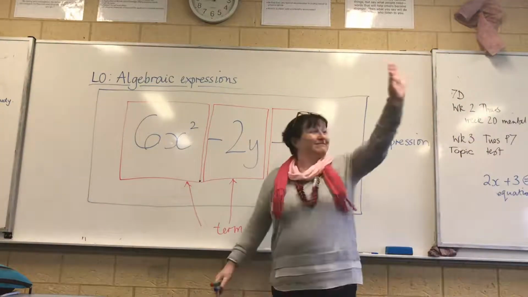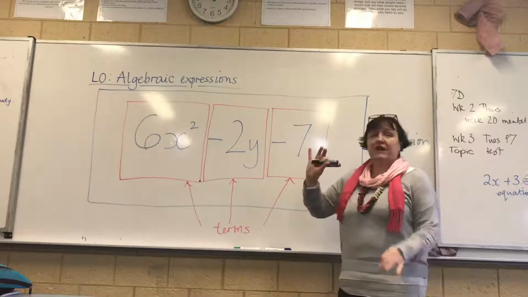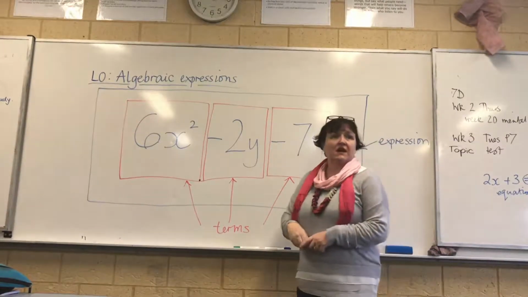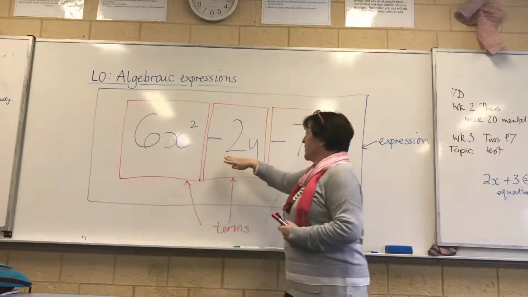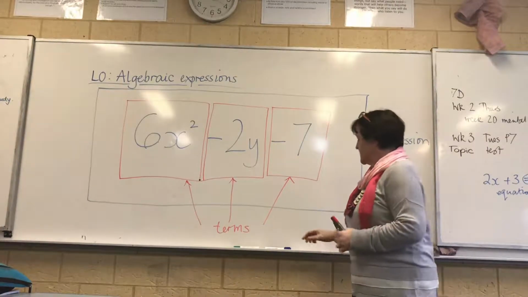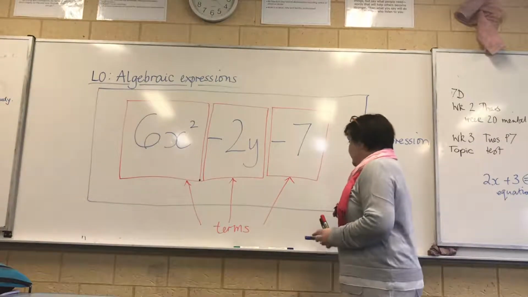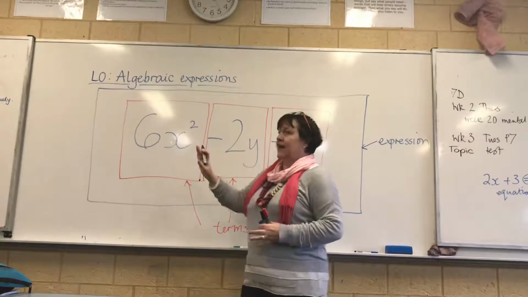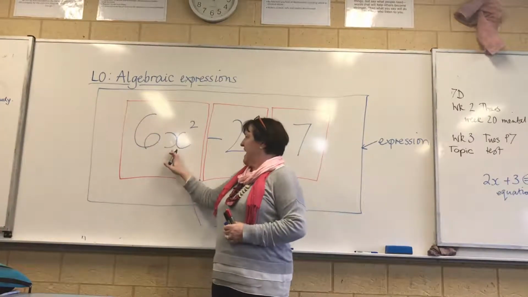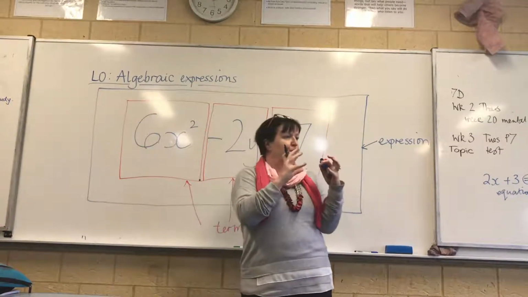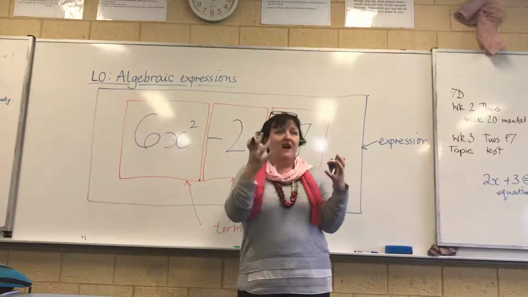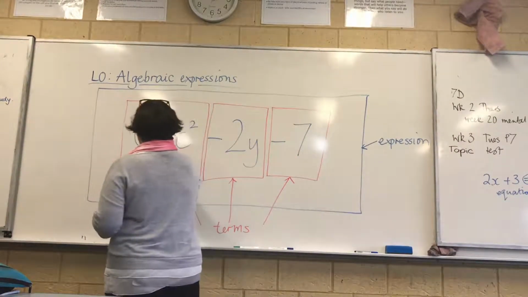Thank you. So, 3 terms. Now, each of those terms is different. We've got 6x squared, we've got negative 2y, and we've got negative 7. So let's have a look at the terms individually. So, in this one, we've got a 6 and an x and a squared, and each of those bits of the term have got a name. So let's look at these ones first.